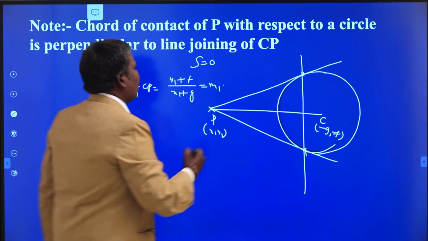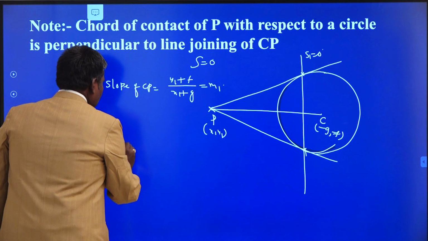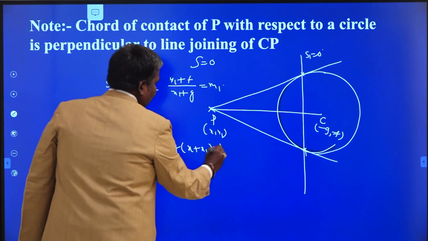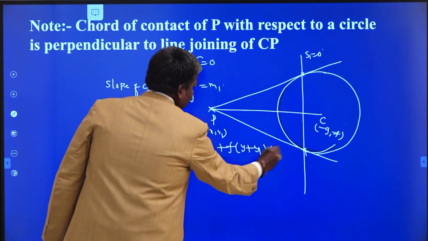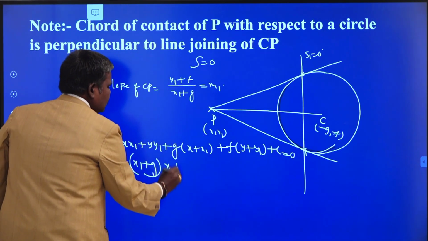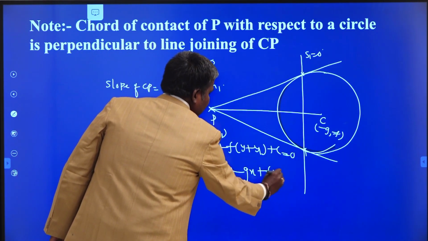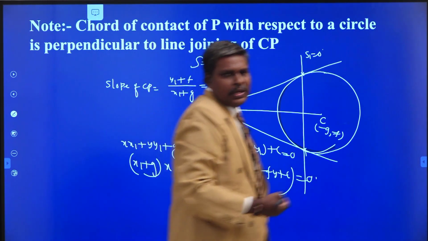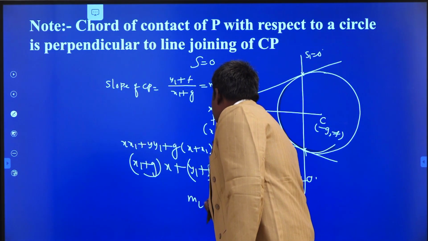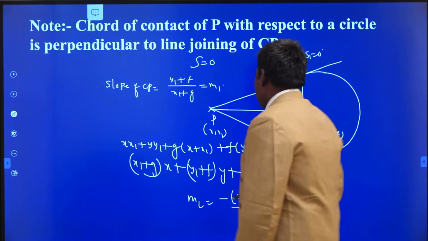What is the chord of contact equation for (x1, y1) to the circle? That is S1 equal to 0. What is our S1? x x1 plus y y1 plus g times (x plus x1) plus f times (y plus y1) plus c is equal to 0. That is, (x1 plus g) into x plus (y1 plus f) into y plus g x1 plus f y1 plus c equal to 0. Am I correct or not? This is S1 equal to 0. What is its slope now? Its slope m2 is equal to minus (x1 plus g) by (y1 plus f). m1, m2.